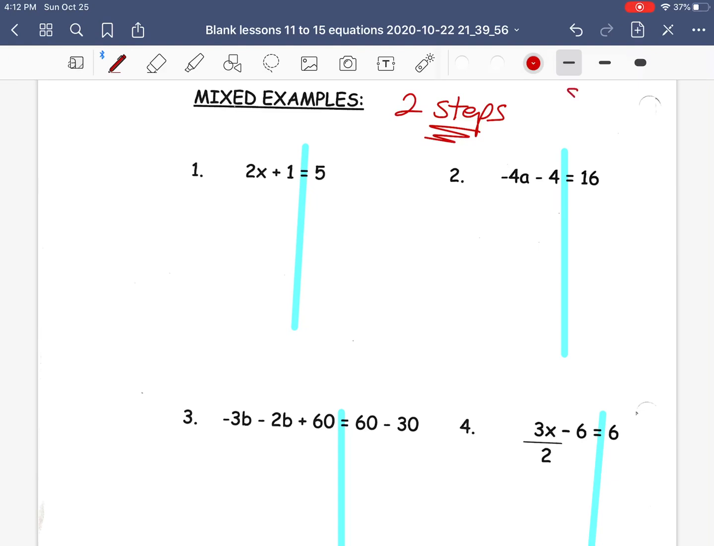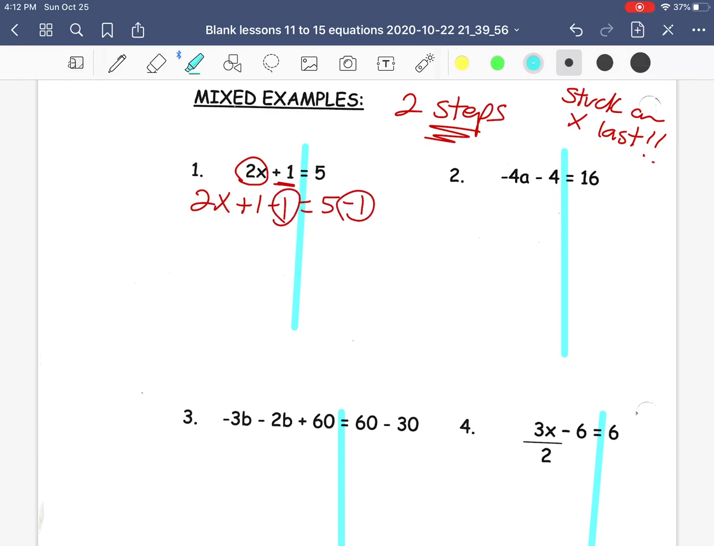My trick is the number stuck on x is always last. So therefore, don't worry about this guy yet. Just rewrite it. I want to get rid of the plus 1. So plus 1, the opposite, negative 1, negative 1, you put on both sides.